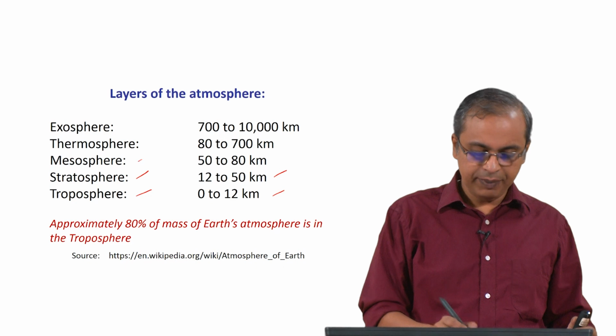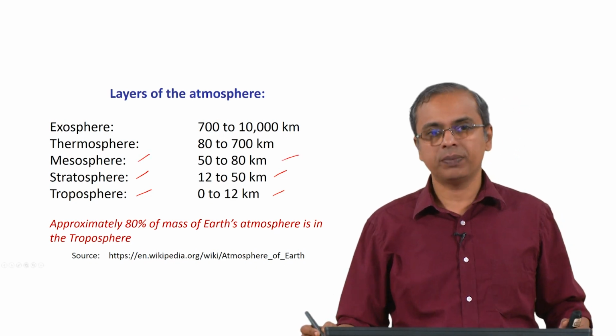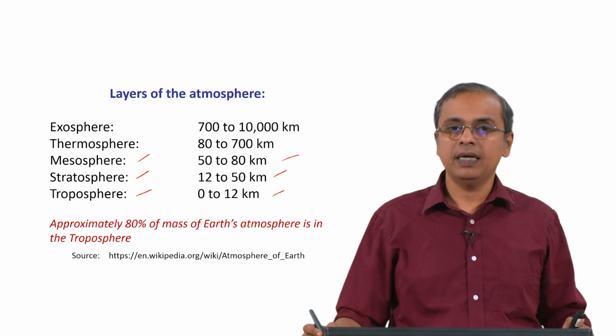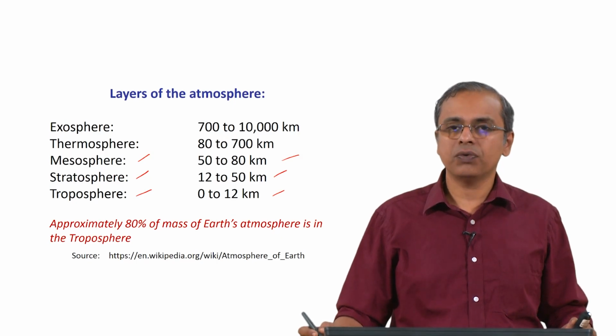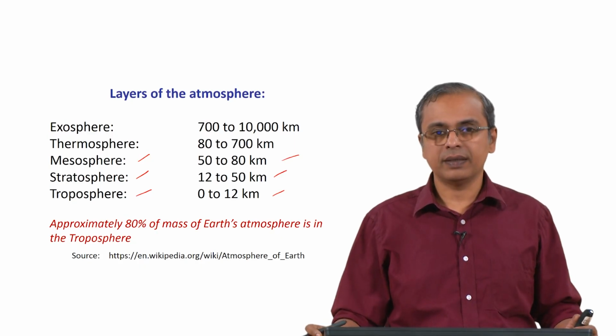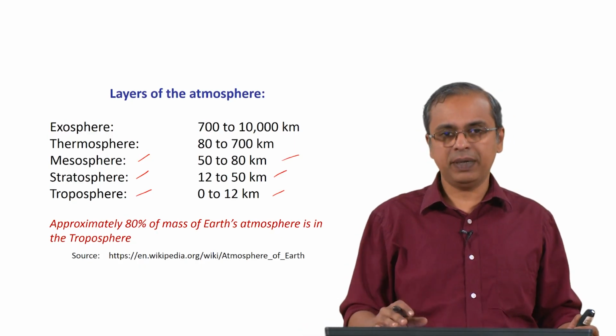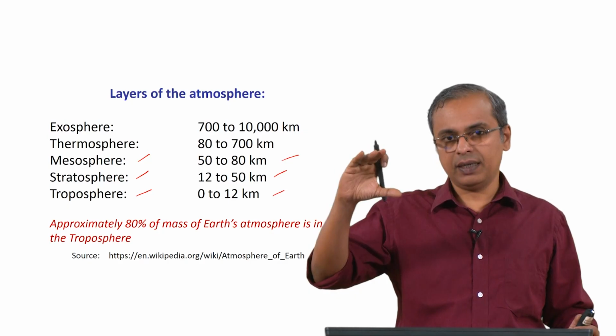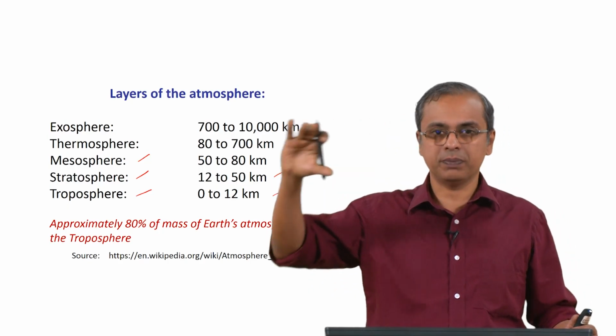Then we have the mesosphere, which is 50 to 80 kilometers up from the ground, and this is where, in fact, when you look up in the night sky and you see a meteor burning up, generally it is believed and estimated that this is the range of the atmosphere over which the meteors burn up.